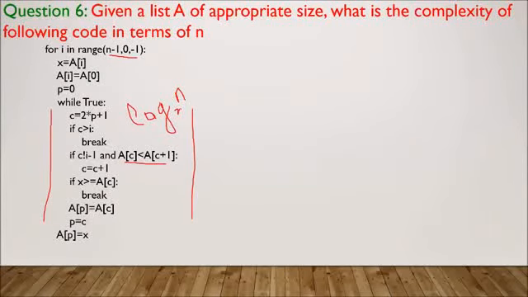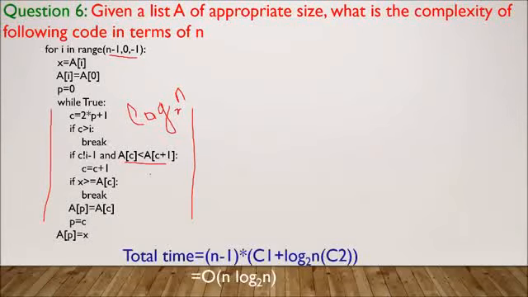So finally the complexity will be n minus 1, because the first loop is n minus 1 into C1. C1 I have taken for the many statements which take some constant time, like this statement and this comparison. I am talking about the statements within the while loop. I have taken this one as C1 and this one as C2. So C1 means these statements and C2 means those within the while loop, and that will be multiplied by log n to the base 2. Finally when we open it, the dominant term will be log n to the base 2.